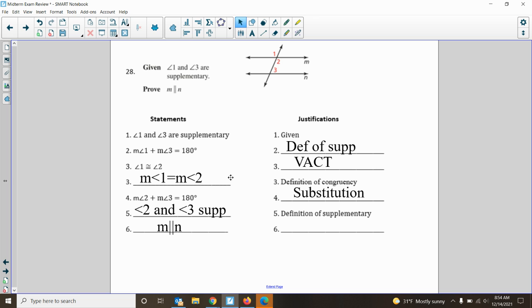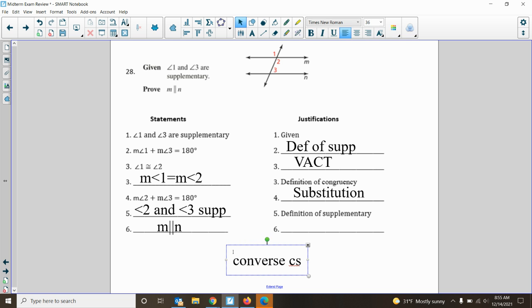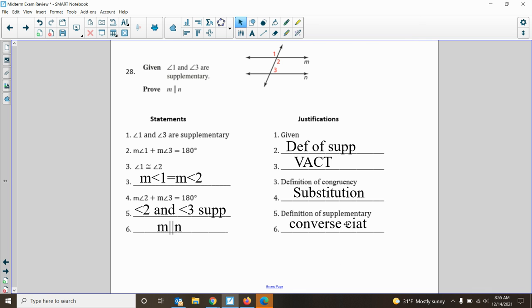How do we know that? Well, since 2 and 3 are supplementary, we know the lines are parallel. We call that the converse of the consecutive interior angles theorem. Okay, it's the converse of the CIAT, consecutive interior angles, and it's the converse of that, right?